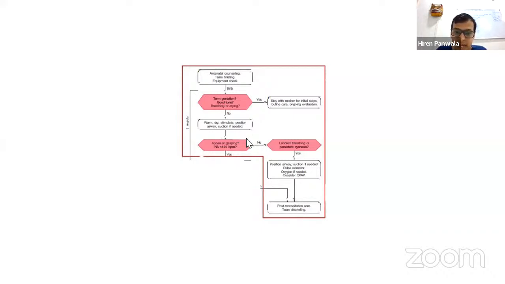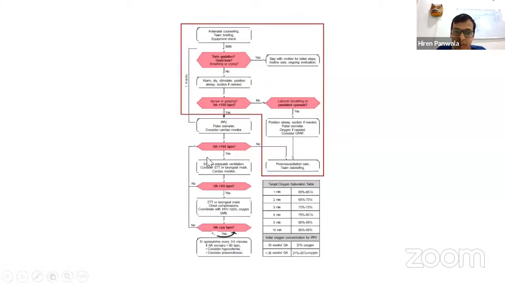Now, if the baby is actually apneic, gasping, or heart rate is less than 100, you would go ahead and start your positive pressure ventilation. That is, you start your bagging and you keep reassessing the heart rate. If the baby's heart rate is still less than 100, you may tube the baby. If the heart rate falls less than 60, you may need to start chest compressions and adrenaline.